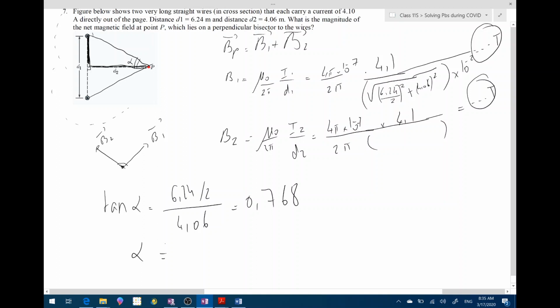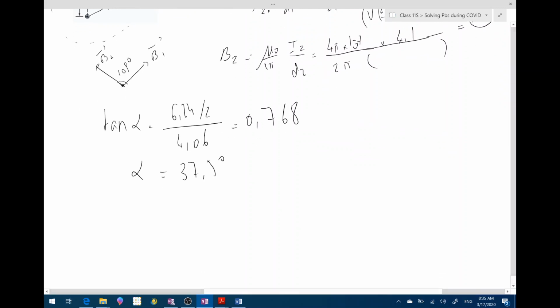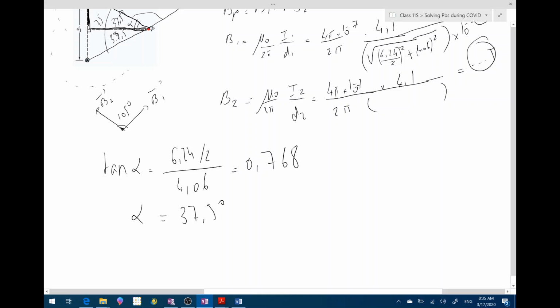So alpha would be tan inverse, shift tan this answer, and that would be 37.5 degrees. So this would be 37.5 and that would be 37.5. So I care about that angle, 37 and 37, that would be 75. So that must mean this is 105 degrees. So 105 degrees, how would I be able to find the resultant of those two?